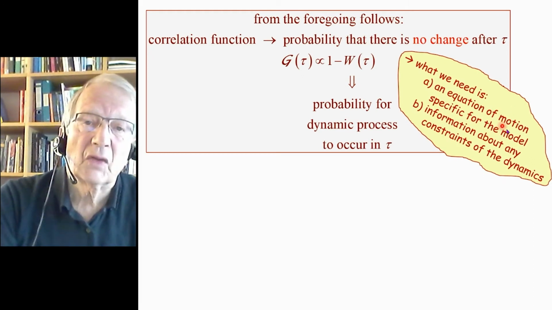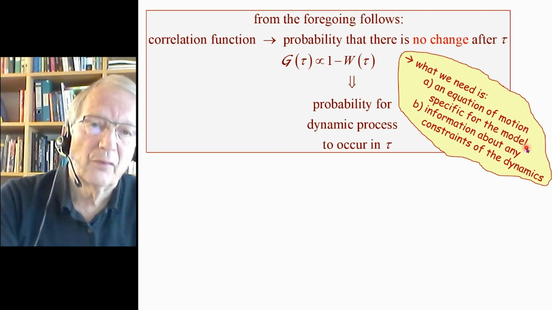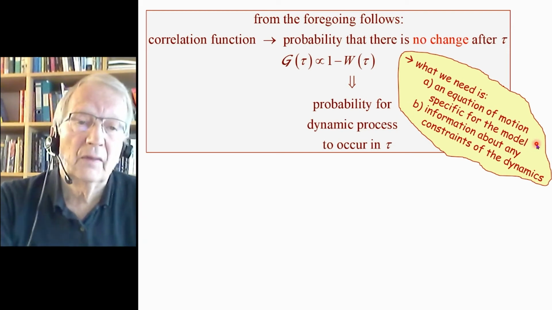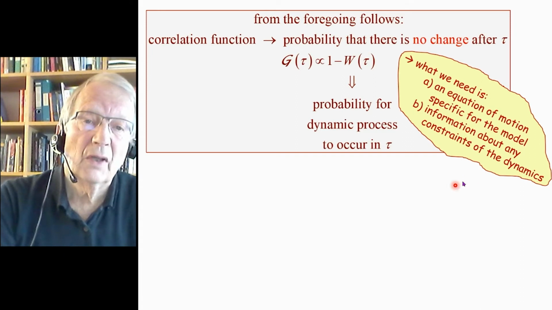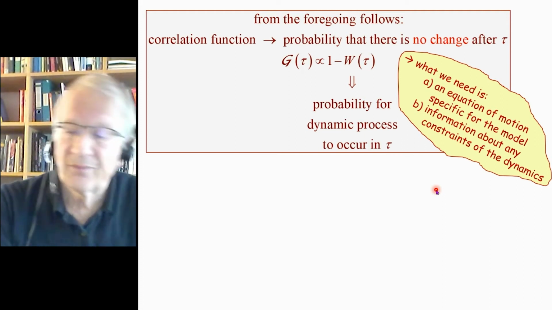What we need to calculate this probability is an equation of motion, which is specific for the model. We have already seen this example of the rotational diffusion. And secondly, we need information about any constraints of the dynamics.